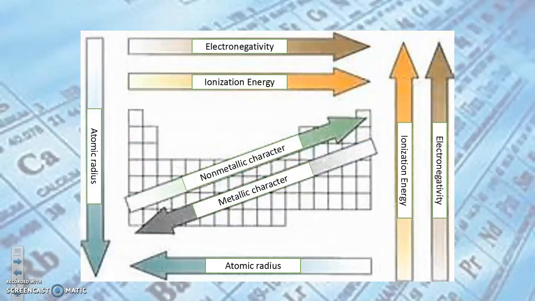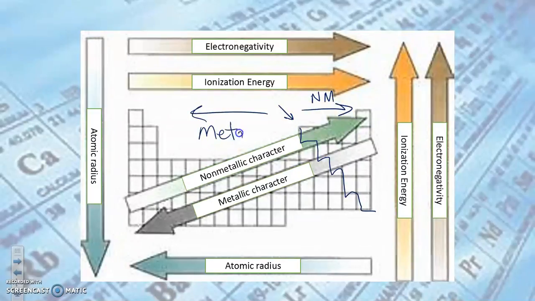This is just a chart to show you the trends for atomic radius, electronegativity, and ionization energy. The last thing on here talks about metallic character. We have our staircase here, and the staircase splits your metals from your nonmetals. Over here you have your nonmetals, and over here you have your metals.